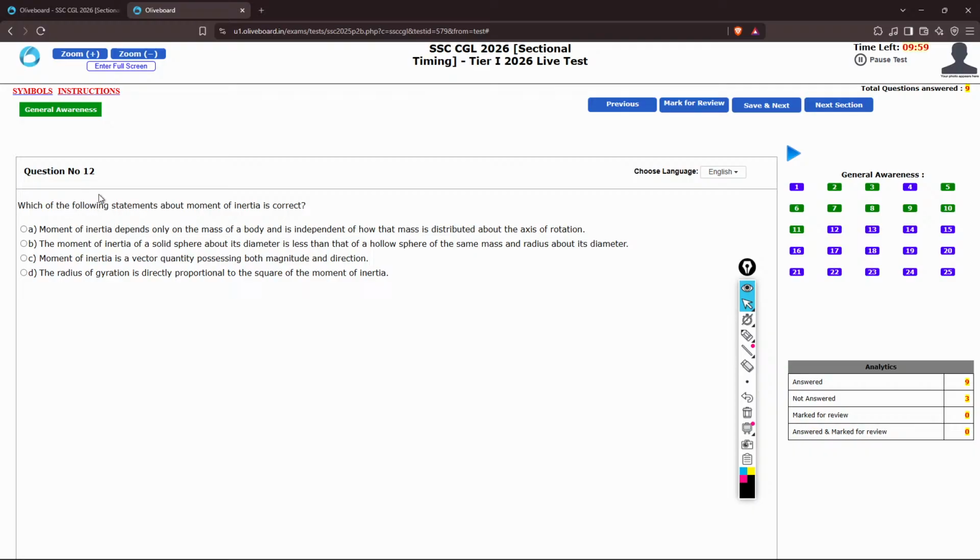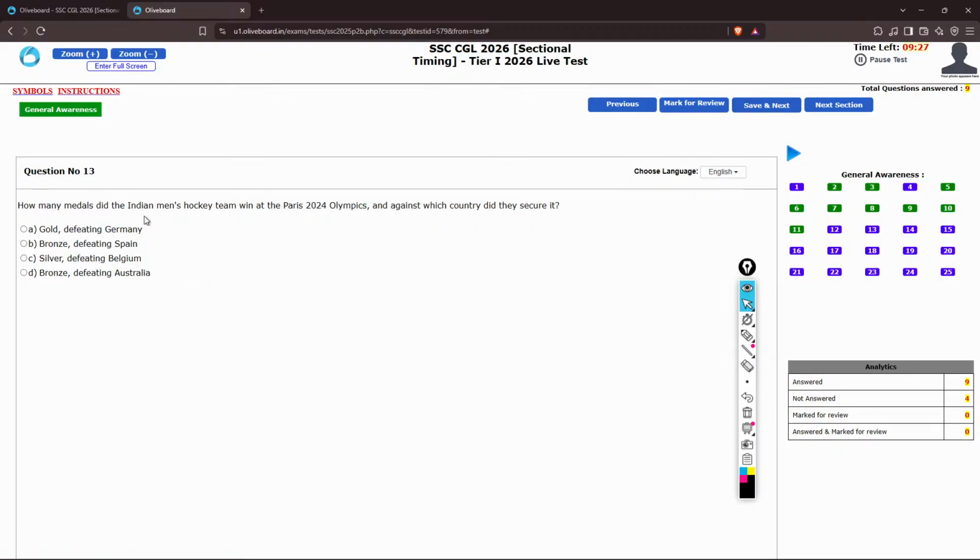Correct. Okay, so moment of inertia depends only on the mass. So only is extreme. So I will not go with it. The moment of inertia of a solid sphere about its diameter is less than that of a hollow sphere of the same mass. Okay. This is a vector quantity possessing both magnitude and direction. The radius of gyration is directly proportional to the square of the moment. No idea.